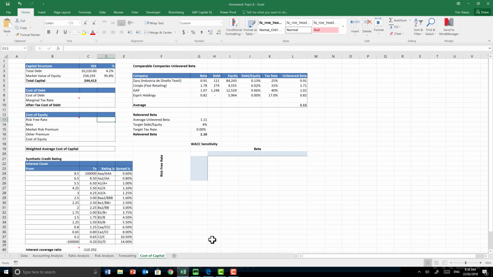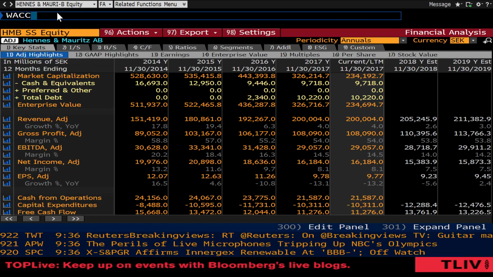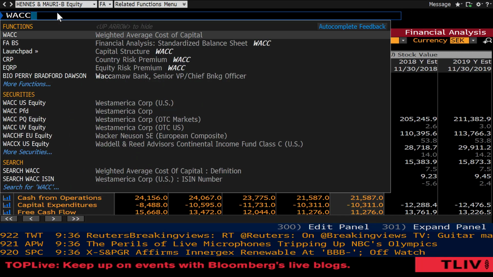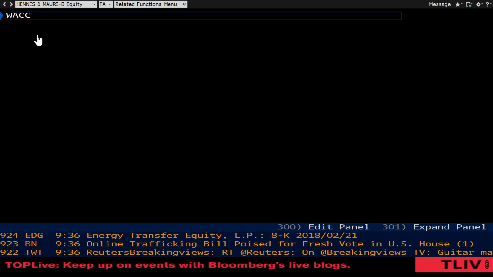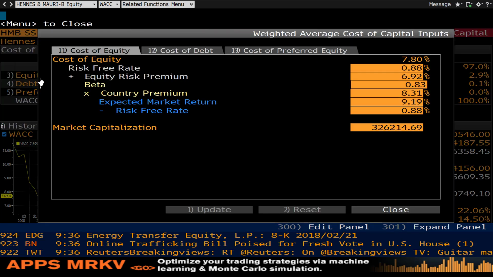Now, to figure out the risk-free rate, there's a few different ways. In Bloomberg, there is a function called WACC, which is basically doing what we're doing, but in a much more simple way, and it's not necessarily used that much in practice. But it's good to figure out what is the, I guess, the appropriate risk-free rate for H&M.